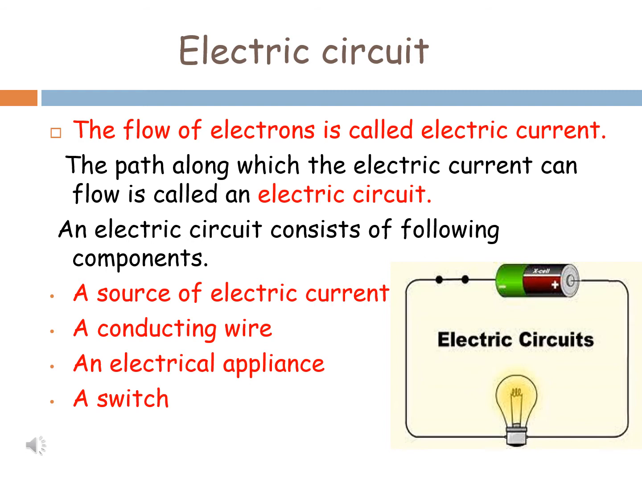So we can say an electric circuit consists of the following components. There should be a source of electric current. It can be a cell or it can be a battery. Then we have conducting wire, and then we have an electrical appliance and a switch. All these are the components which form an electric circuit.